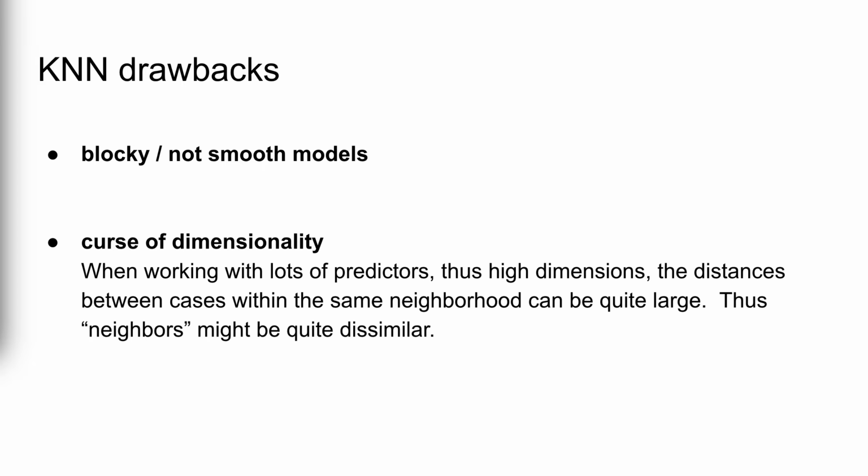First, as we've observed, KNN produces blocky, unsmooth models. Not only can these be difficult to interpret, they often misrepresent the smoother relationships that we're trying to estimate. Second, when we're working with lots of predictors, thus working in high dimensions, the distances between observations, even within the same neighborhood, can be quite large. In turn, the quote-unquote neighbors might actually be quite dissimilar. This phenomenon is called the curse of dimensionality.